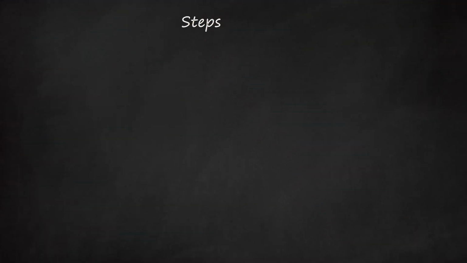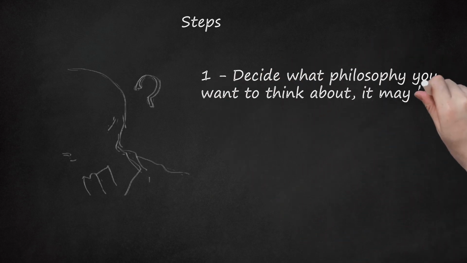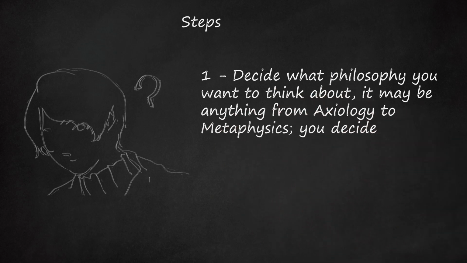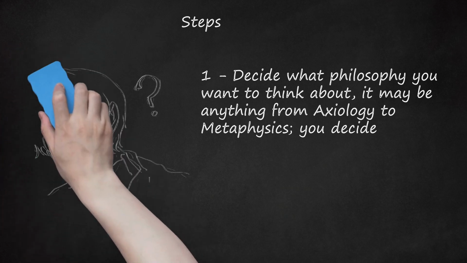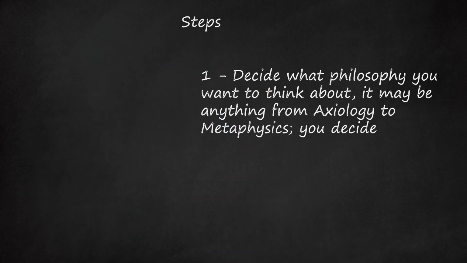Steps. 1. Decide what philosophy you want to think about. It may be anything from axiology to metaphysics, you decide. It is best, when deciding what branch of philosophy you want to study, to pick one that deals with topics relevant to your current subjects. By that I mean, if you are a musician or artist, it is better to study aesthetics, as this deals with the value of art and does it have any meaning?